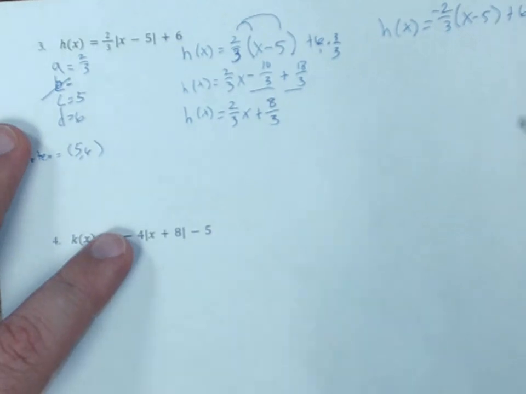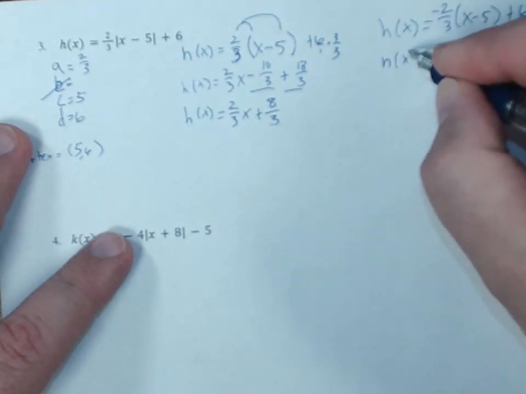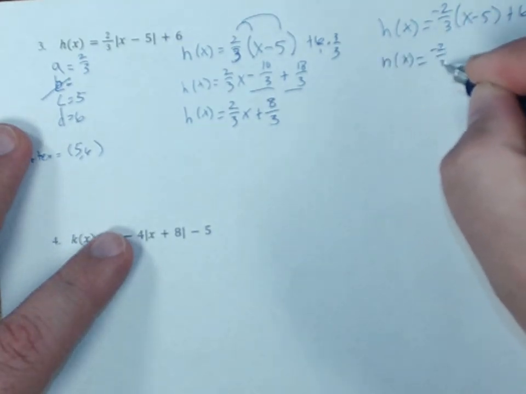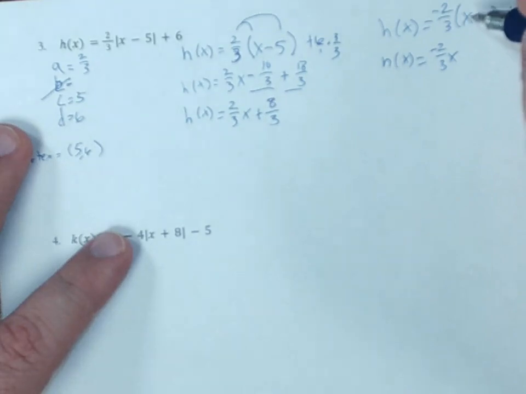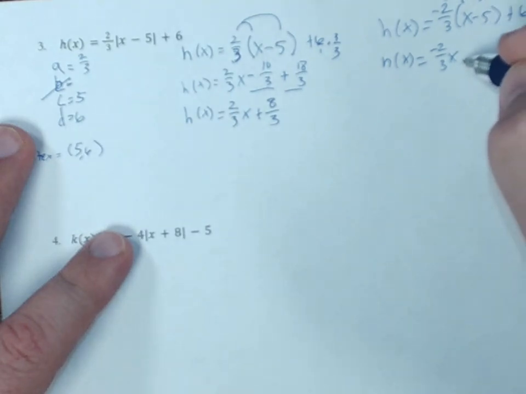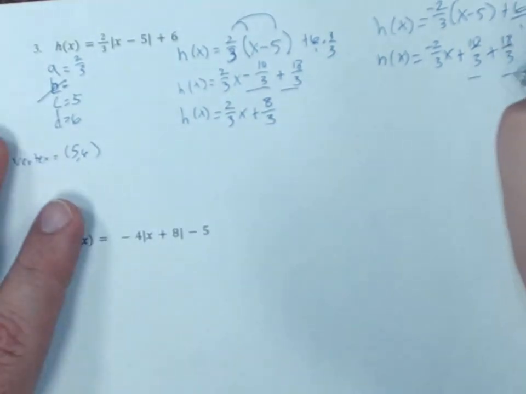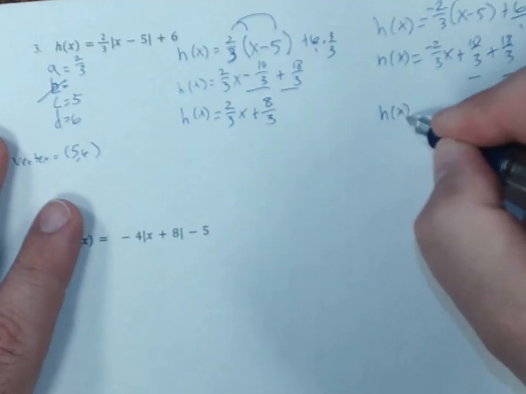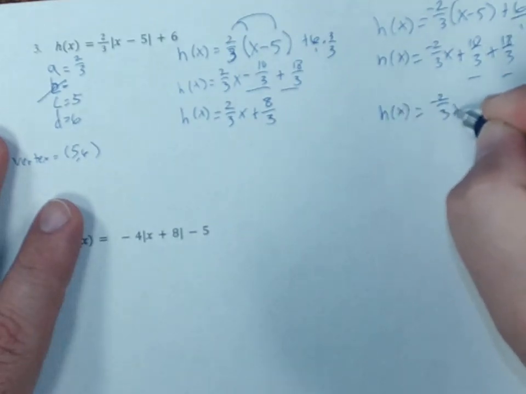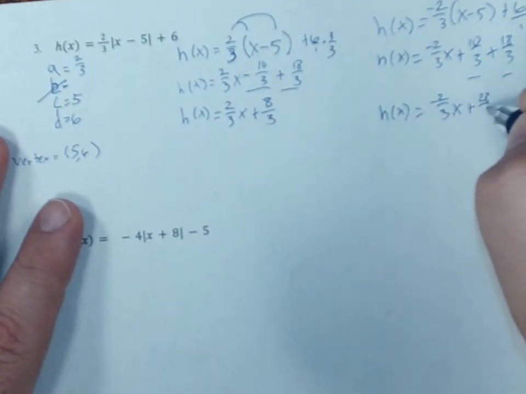Then we'll go over here. We'll do something similar. I will distribute the negative 2/3 x. So negative 2/3 times x is negative 2/3 x. Negative 2/3 times negative 5 would be positive 10/3. Plus, I'm going to do the same thing with this 6. I'm going to multiply it by 3 over 3. So I get 18/3. I have now adjusted it, and I can now put these together. So I get h of x equals negative 2/3 x plus 28 over 3.